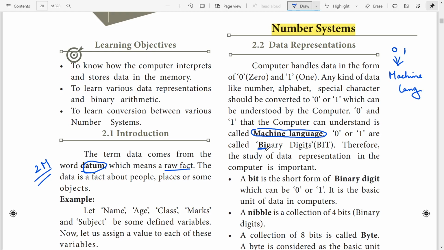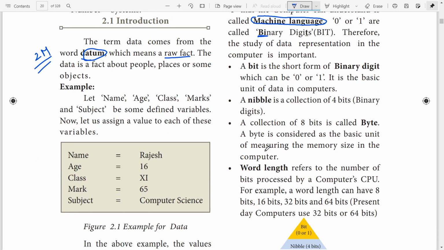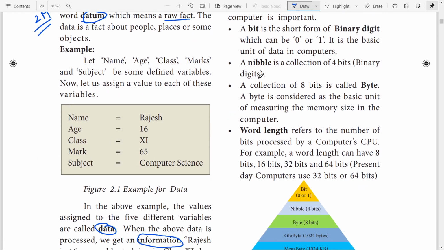Therefore, the study of data representation in the computer is important. A bit is the short form of a binary digit. This can be asked as a single two-mark question. What is a bit? What is a nibble? A nibble is a collection of 4 bits. The collection of 8 bits is called a byte.